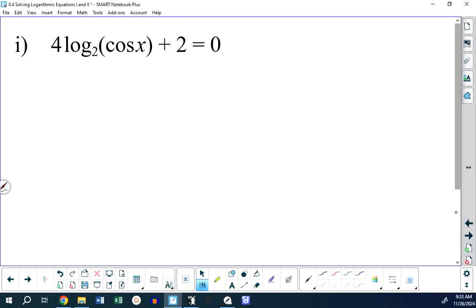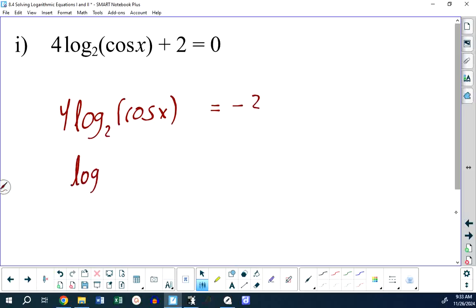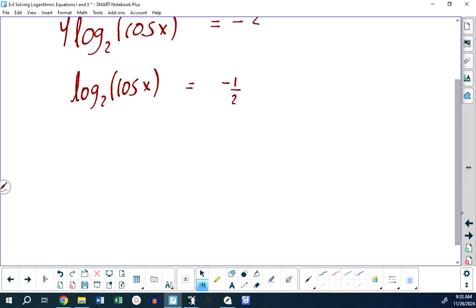The first thing I do is I subtract 2 from both sides to get 4 times the base 2 logarithm of the cosine of x equals negative 2. I can divide both sides by 4, which means the base 2 logarithm of the cosine of x is equal to negative 1/2. So the negative 2 divided by the 4 is negative 2 over 4, which is negative 1/2. And that means that cosine of x is equal to 2 to the negative 1/2.